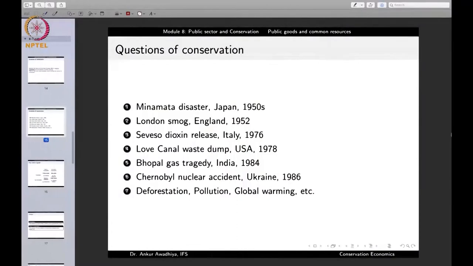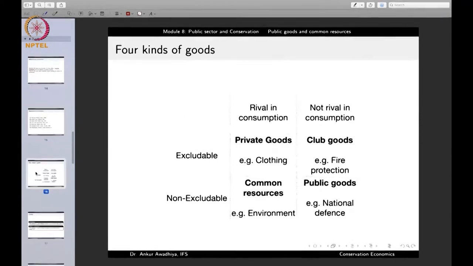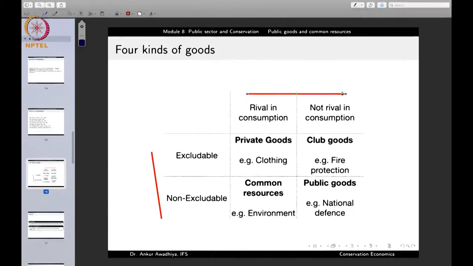Things like the release of toxic gases like dioxin, the dumping of waste into Love Canal, the Bhopal gas tragedy, these are all questions of conservation, and rational thinking lies at the heart of them. So what are these common resources? What are the public goods? Essentially, we can divide goods into four different categories, depending on whether or not they are excludable and whether or not they are rival in consumption.